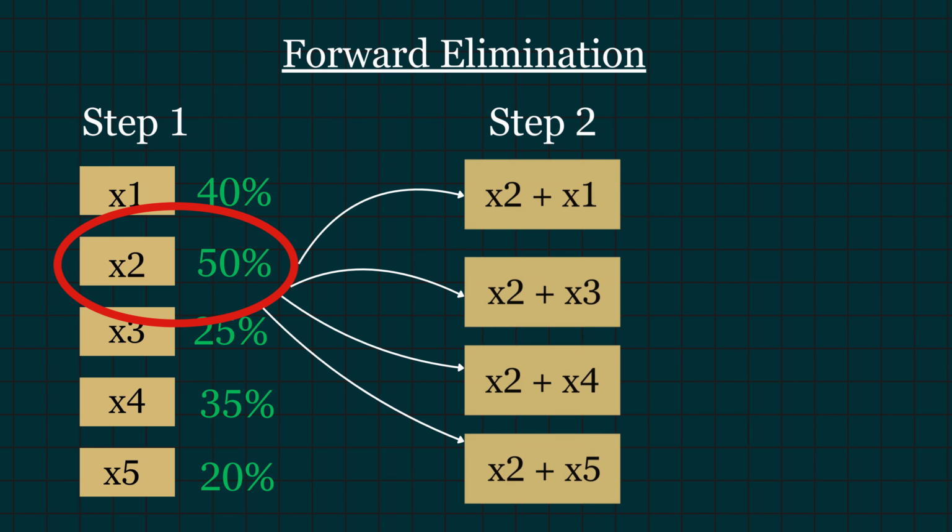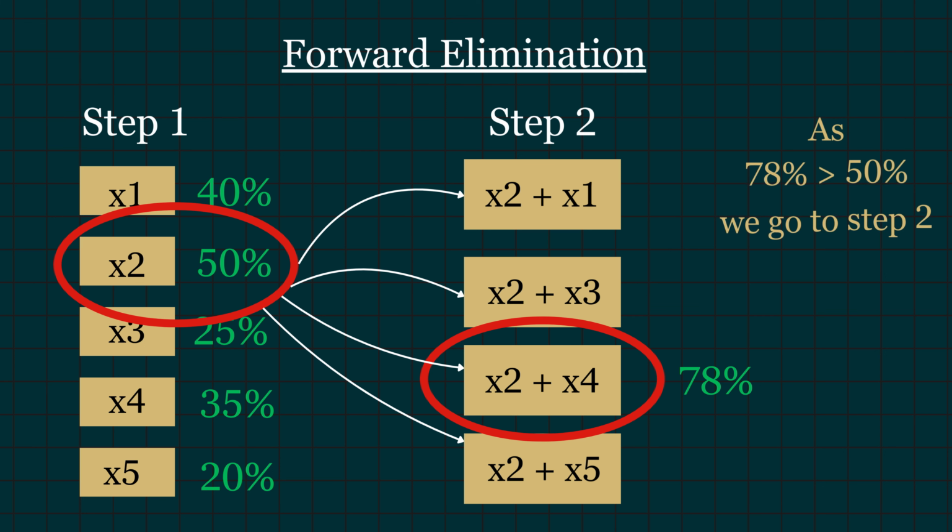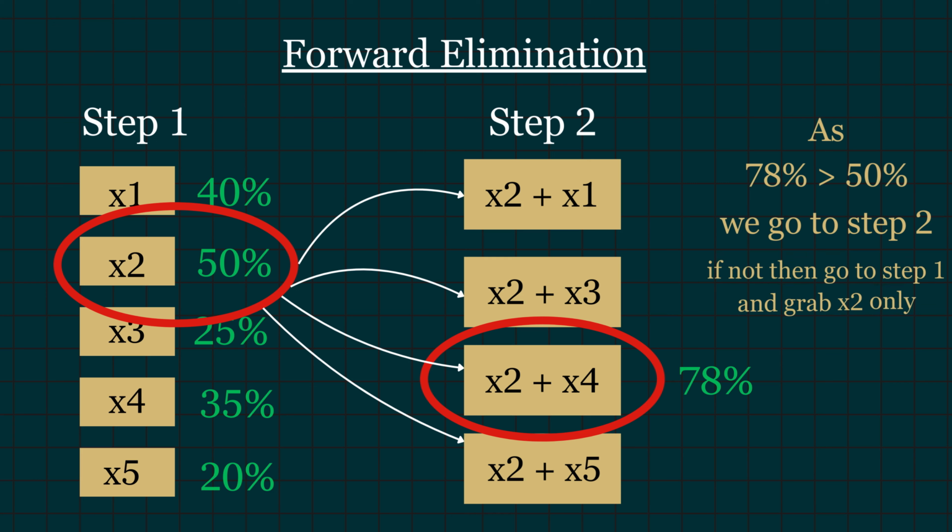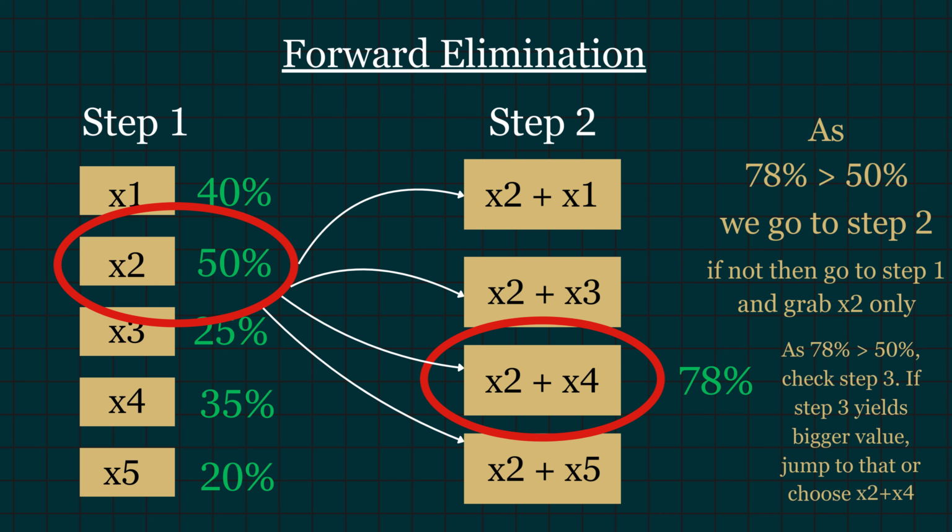Now in step 2, we add all the features with x2 and calculate their accuracy score. After adding them up, the sum of x2 and x4 yields the highest accuracy, so we will go forward with it to the next step. But we need to make sure that the accuracy we get in step 2 is greater than the one we got in the first step. If not, then we will go on with the individual feature x2 only. Now this will go on and on until we get the highest accuracy.